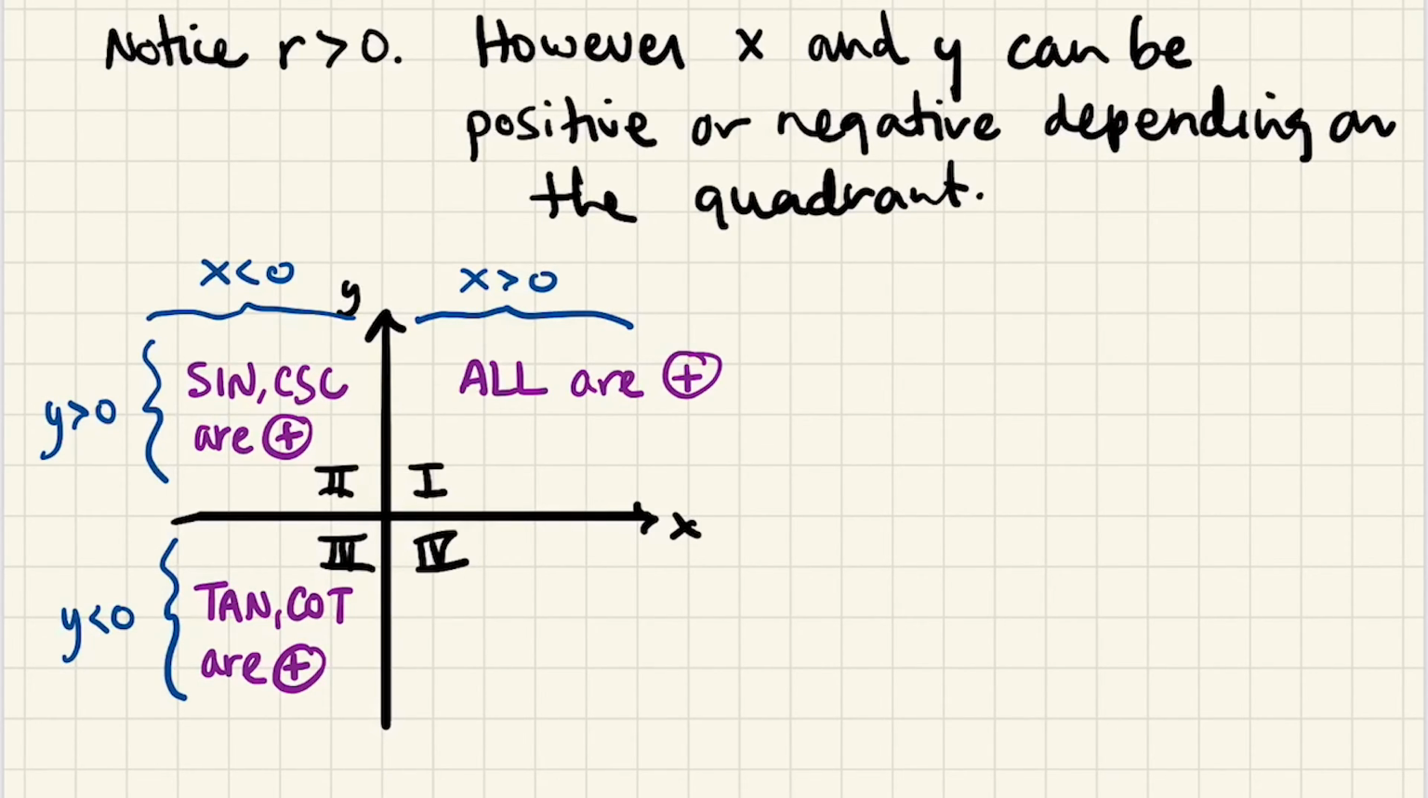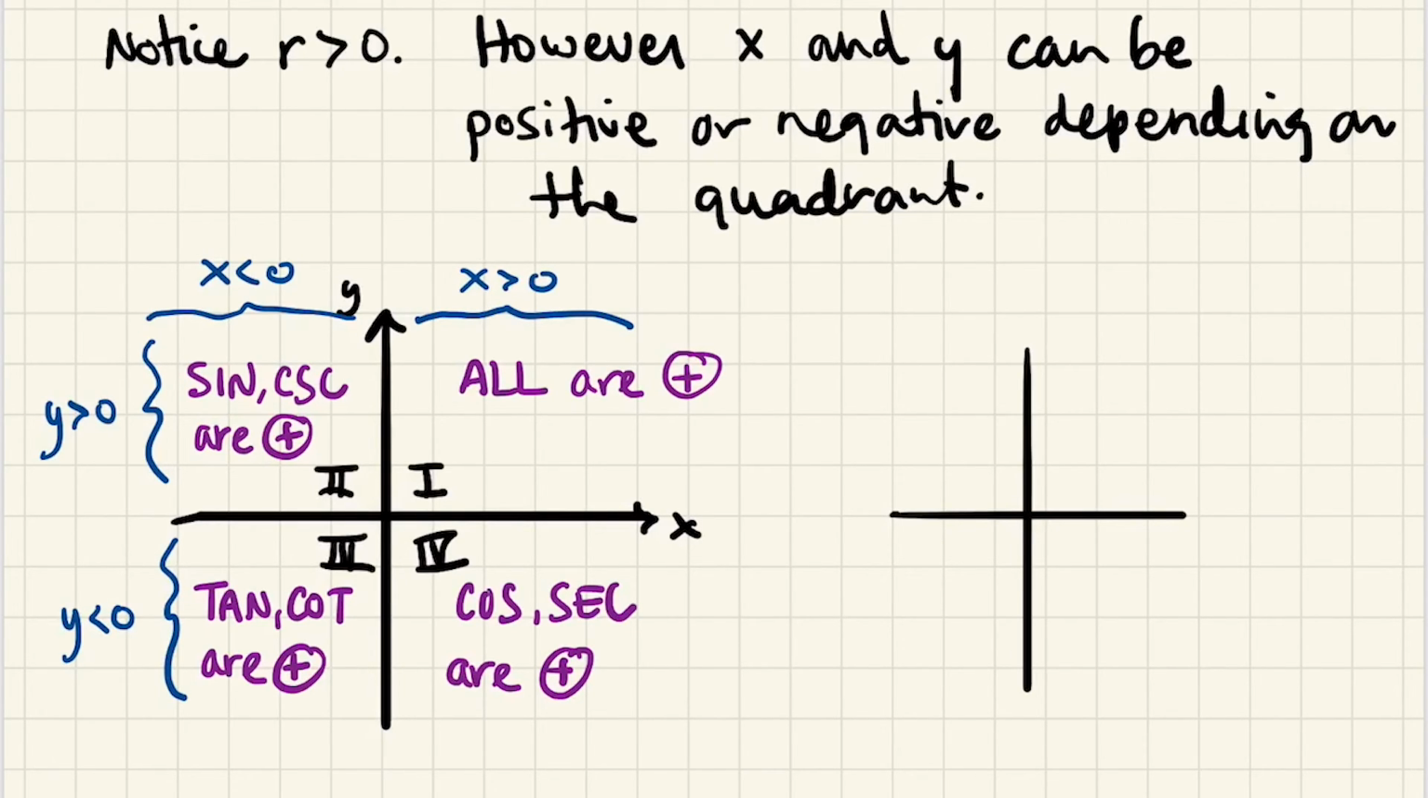Okay, and finally, in the fourth quadrant, we have x is positive and y is negative. So since x is positive and r is positive, any trig function involving x and r is going to be positive. And that would, of course, be cosine and secant. So in the first quadrant, they're all positive, but in the other 3 quadrants, only 2 of the trig functions are positive, depending on the quadrant, with the rest always being negative.